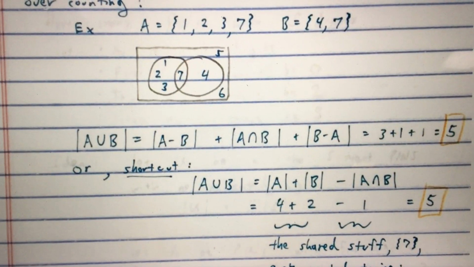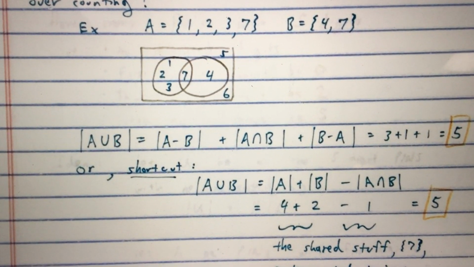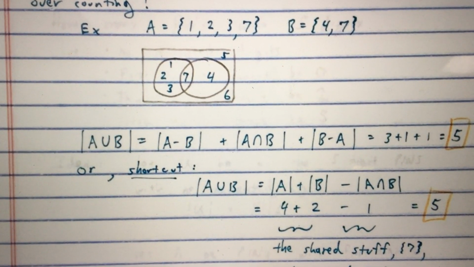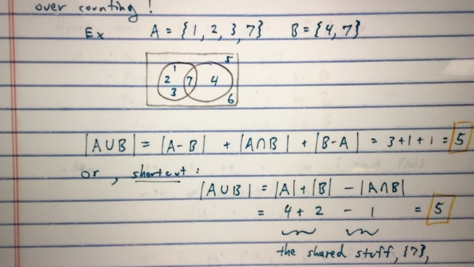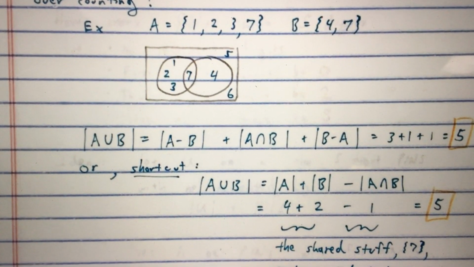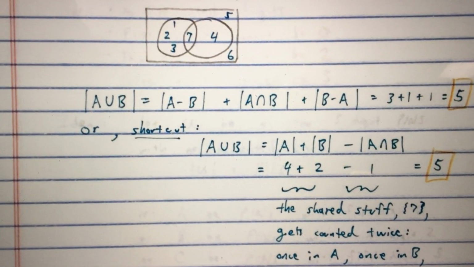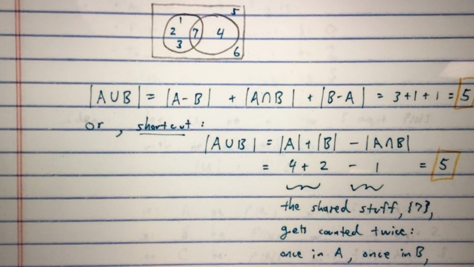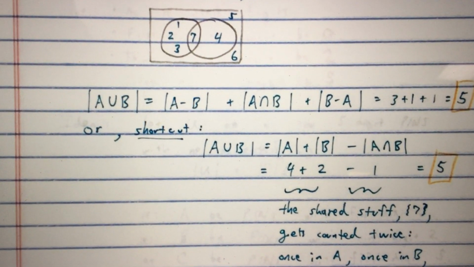Here's the shortcut. You can use the previous idea where you add together the numbers of items in the two sets, A and B, but then what's happened is you've overcounted, so you have to subtract the number of items in the intersection. From the example, you'll see that there's 4 items in A and 2 in B, but the shared stuff, that 7, gets counted twice there. It got counted in because 7 is in A and because 7 is in B. That means you just need to subtract one of those, that is, subtract the number of things in the intersection, and you're back to the same answer we got before, 5.